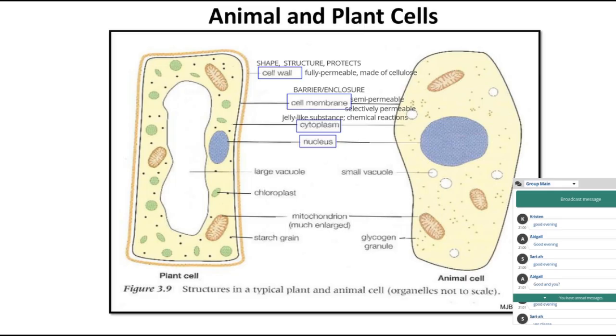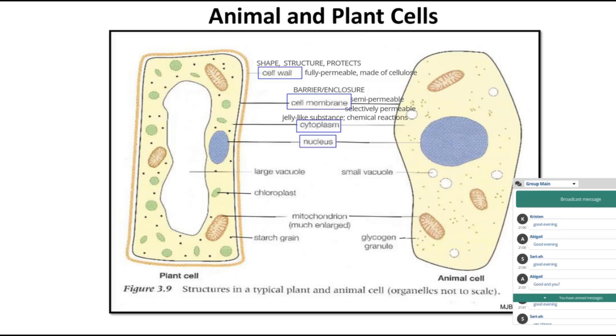The nucleus eventually disappears when the red blood cell matures. But typically the nucleus is what would determine what type of specialized cell it is, how the cell would behave, the shape of the cell, and its functions. So the nucleus is extremely important. We can see that it's present in both the animal and plant cells.